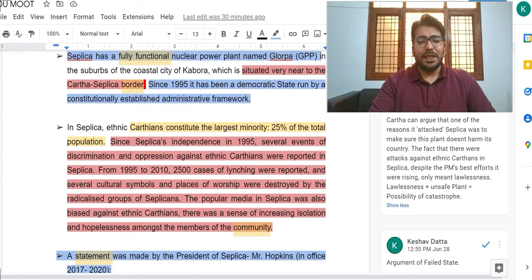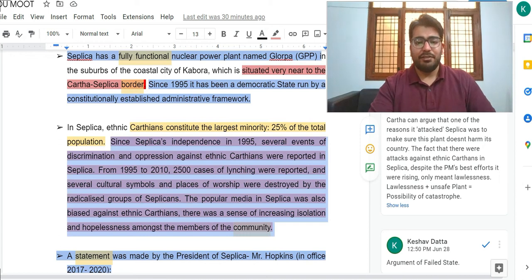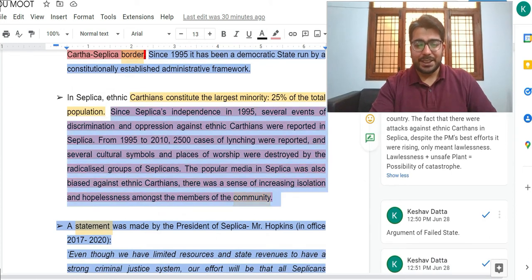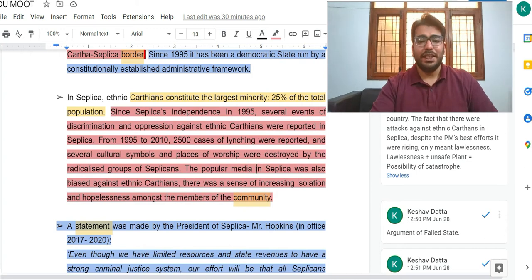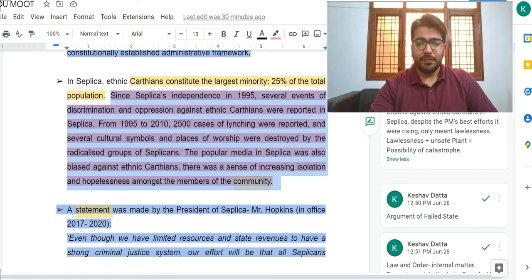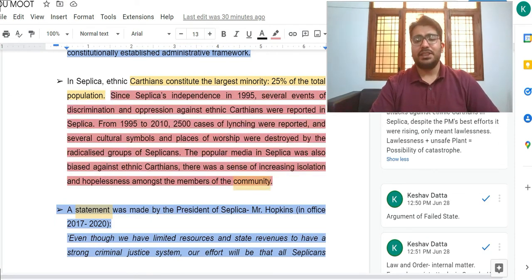In Seplica, ethnic Carthians constitute the largest minority, that is 25%. That is a very neutral fact. What is in favor of the respondent? This paragraph: since Seplica's independence in 1995, several events of discrimination and so forth. Whatever this paragraph says, it is a very dangerous paragraph in favor of the respondent, and they can use it and in fact make an argument of a failed state, that Seplica was a failed state because so and so problems were there. Therefore, whenever there is a failed state, the neighboring state has a responsibility to step in and take measures so that their faults and failures do not spill over into their country, and therefore it is a preventive measure that has the backing of law.